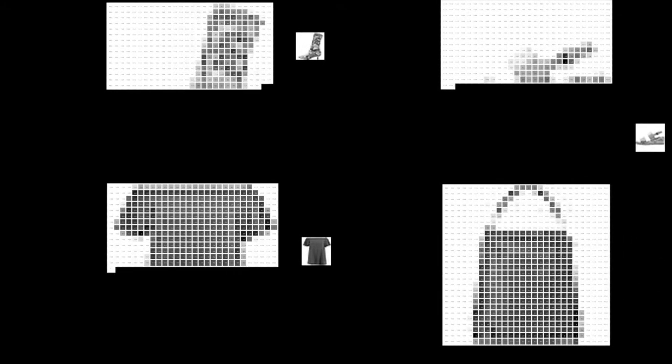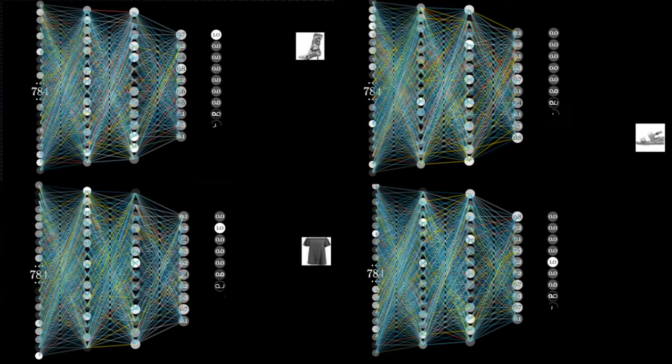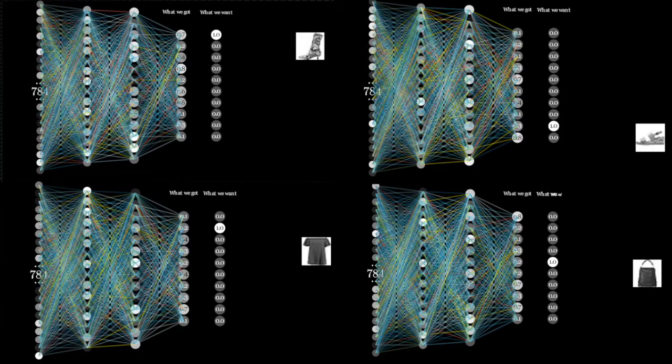Now, this is just one example. Let's look at others. Here we have an ankle boot, a shirt, and a sandal besides the bag. Each will have their own result. Each result will generate its own cost function, and each will have its own influence on the change to the weights and biases. The more training examples you have, the better.